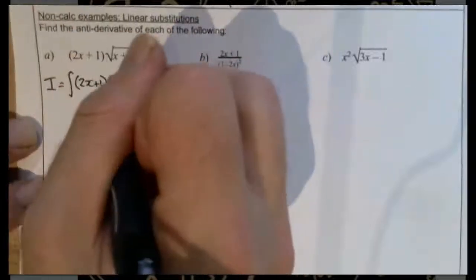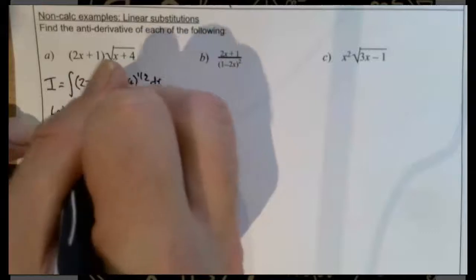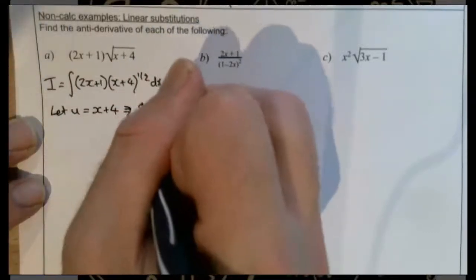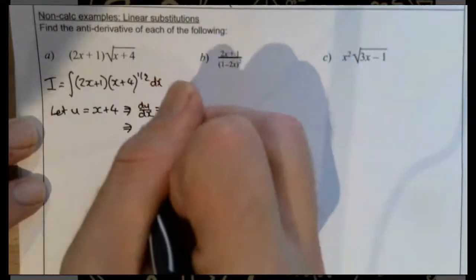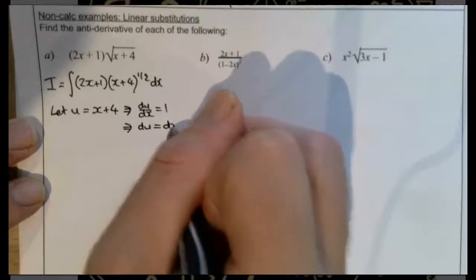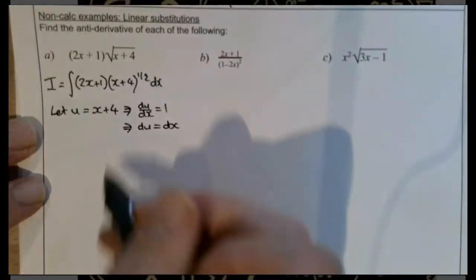Okay, so all of these are a little bit time consuming. I'll try and get through them quickly and clearly. So first one, what is our integral? Our integral is 2x plus 1, x plus 4 to the power a half dx. What's the messy bit here? The messy bit is this, x plus 4 to the power a half. So I'm going to let u be x plus 4, which tells me that du by dx is 1, which tells me that du equals dx, which is good to know.